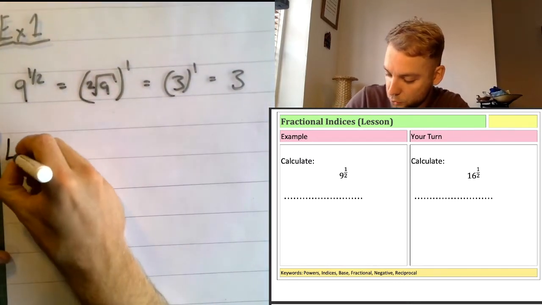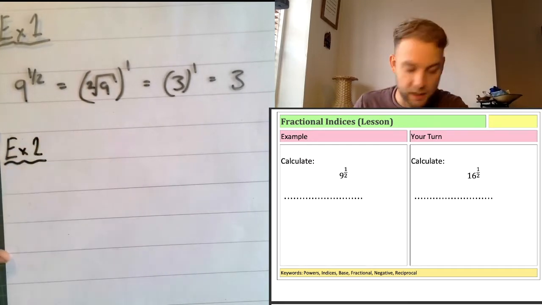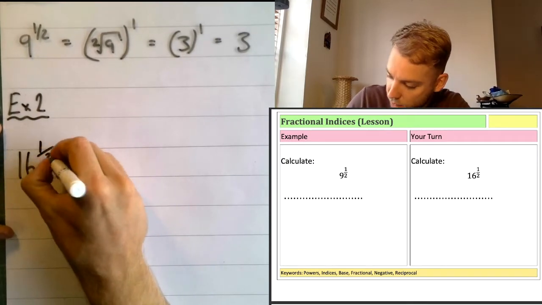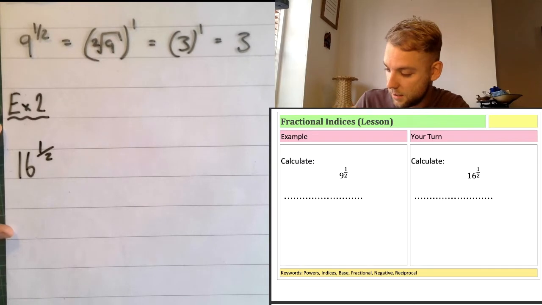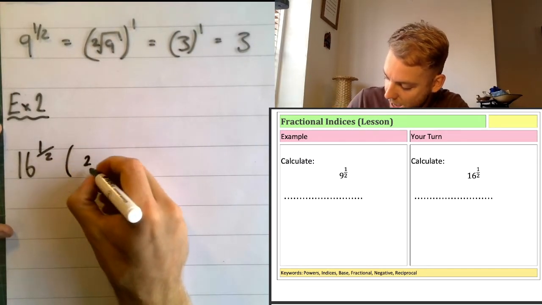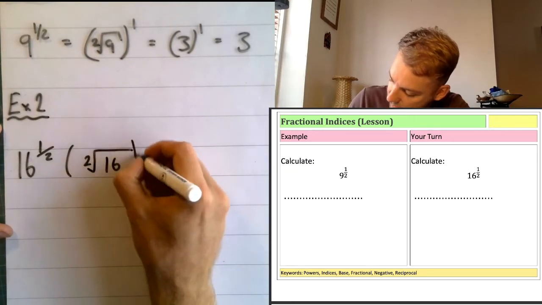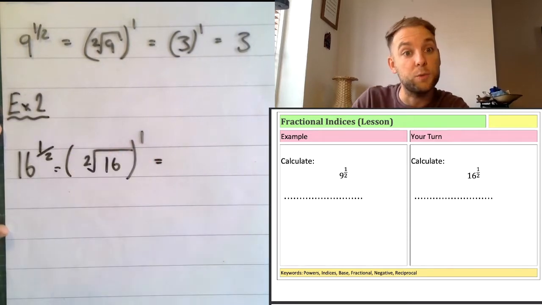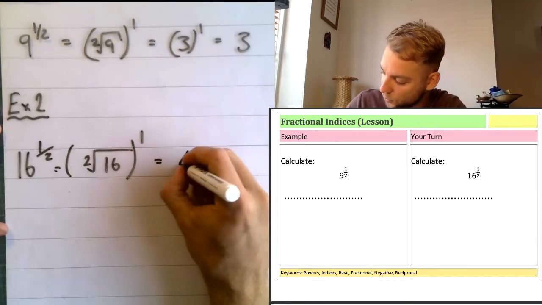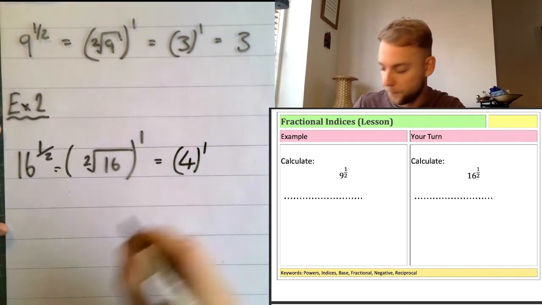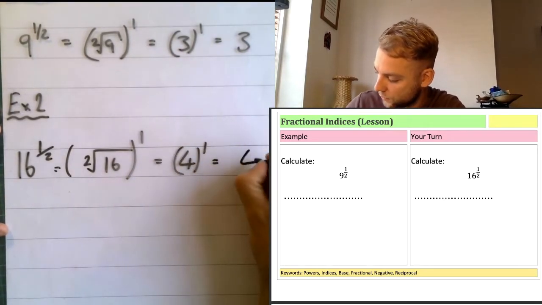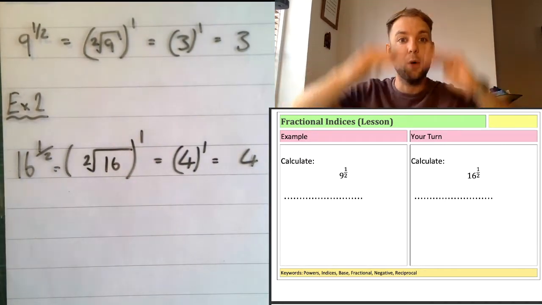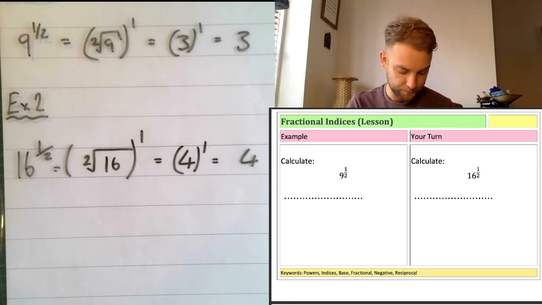Let's have a look at example 2. I'm going to do this one anyway for you. So, 16 to the power of a half. Remember, the bottom is the root. So it's the square root of 16 all to the power of 1. Okay? What is the square root of 16? We did that in our notes before. The square root of 16 is 4 all to the power of 1, which is equal to 4 to the power of 1, which is 4. So square root of 16, then to the power of 1. We're doing them in stages like that. And it's all about knowing the squares and the roots. Brilliant. So there's your first two examples.